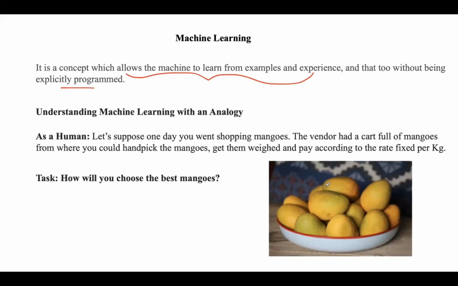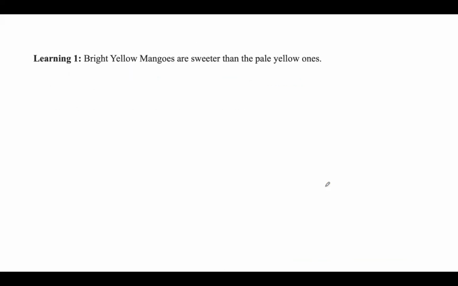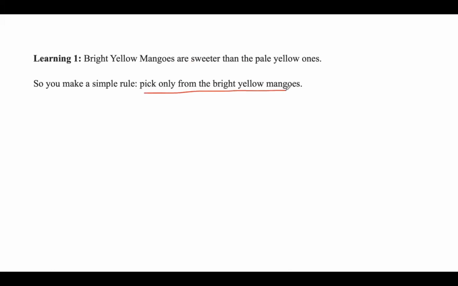So first, this is your learning one. Bright yellow mangoes are sweeter than pale yellow ones. So in the first experience, you are informed that bright yellow mangoes are sweeter than pale yellow ones. Okay, someone told you about this. So from this, you'll make a simple rule: pick only the bright yellow mangoes. So you check the color of the mangoes, pick the bright yellow ones, pay up and return home, right?